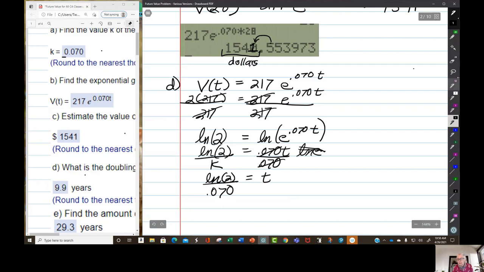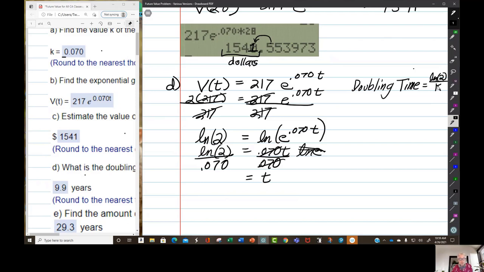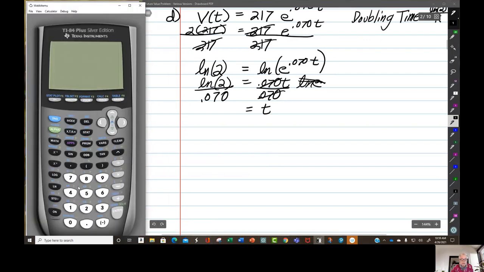Now, why did I do that? That's because I was thinking about doing that for you. I don't need to do this. What I need to do is put that in my calculator, but I do want you to notice, we've said this before, if you like formulas, the formula for doubling time equals the ln of 2 over k. But again, my opinion, don't bother to memorize it, just work it through. I mean, it's not like it's super hard.